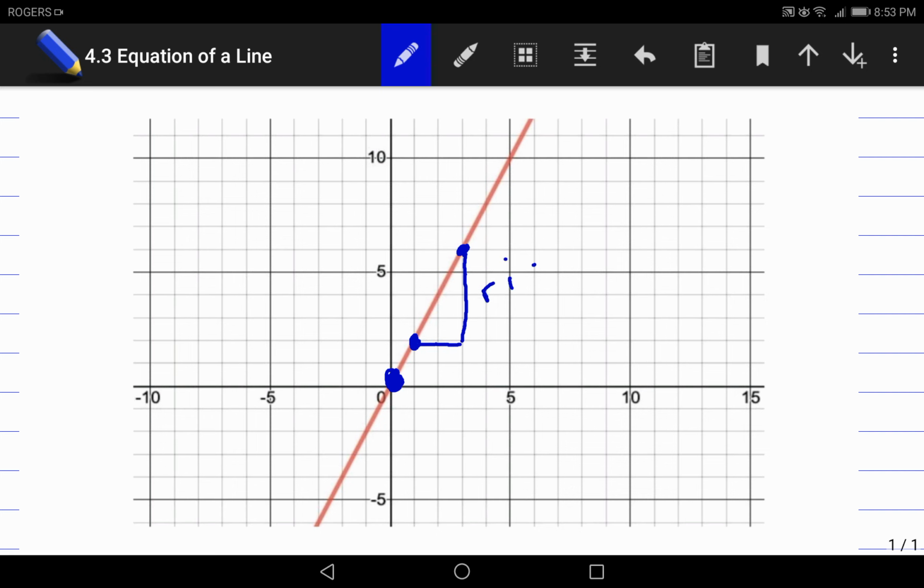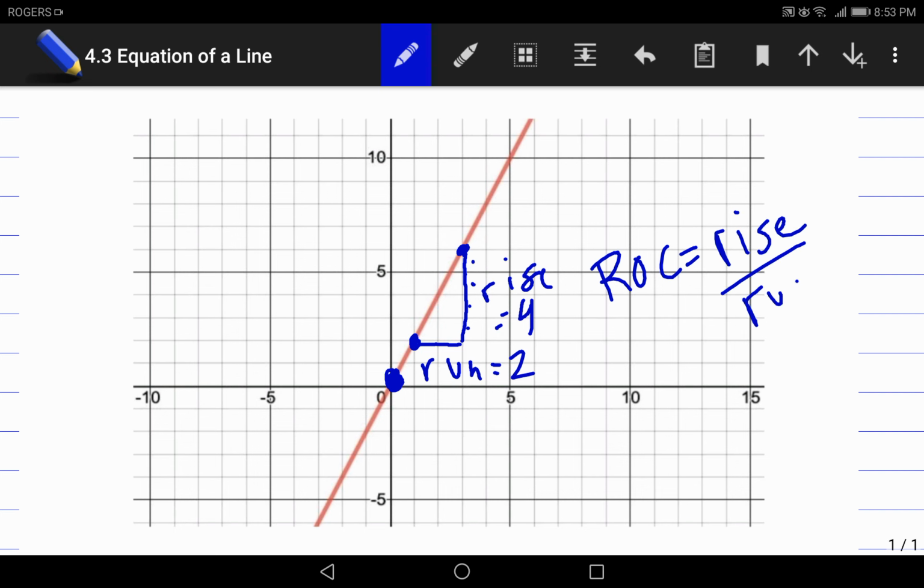And I find my rise. In this case, my units are going by 1, so it's 1, 2, 3, 4, a rise of 4. And my run, again going by units of 1, is 2. I know that the formula for rate of change is rise divided by run, which is 4 divided by 2, which is 2. So that's just a quick recap of our last lesson, but this is going to come into play. So remember this number 2. It is going to come into play very shortly.